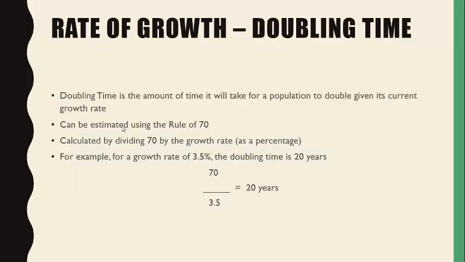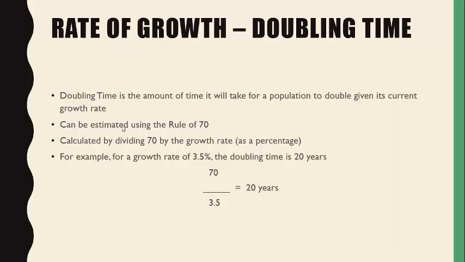And finally, the last statistic that we want to look at here is doubling time. We can estimate how long it will take for a population to double as long as we have its population growth rate. We do this using something called the rule of 70. This is an estimate that assumes the growth rate will remain at its current level, which of course is not always the case.